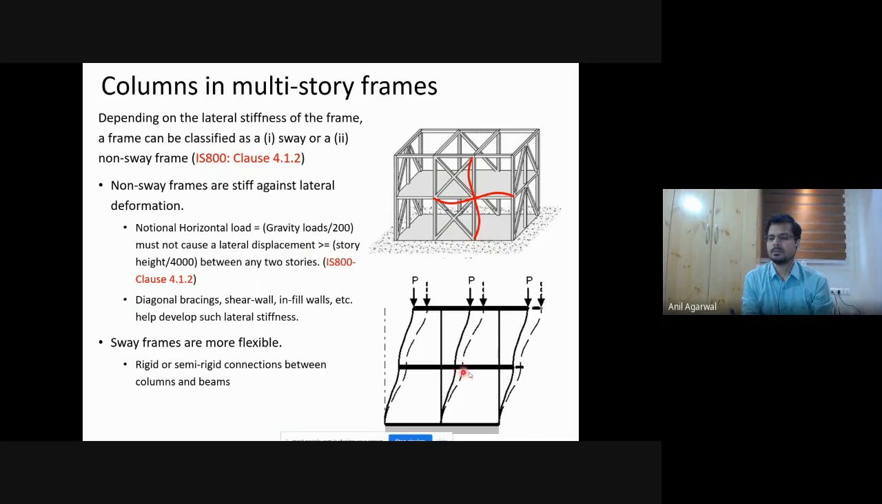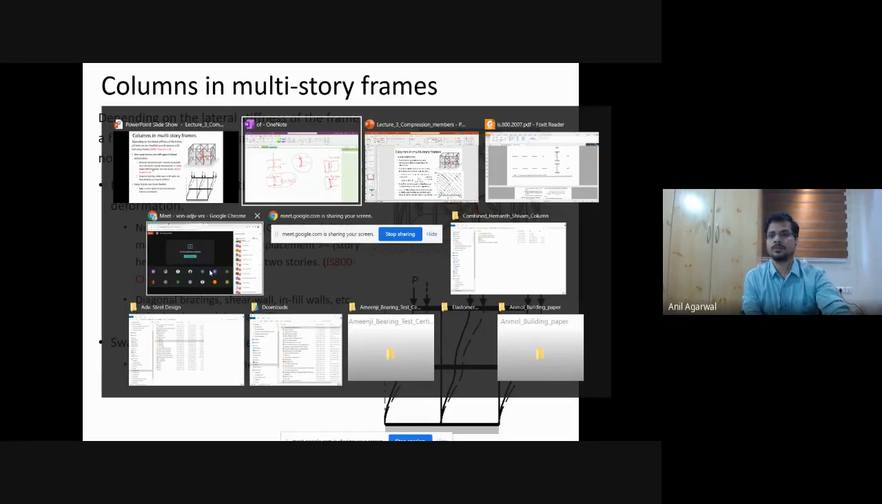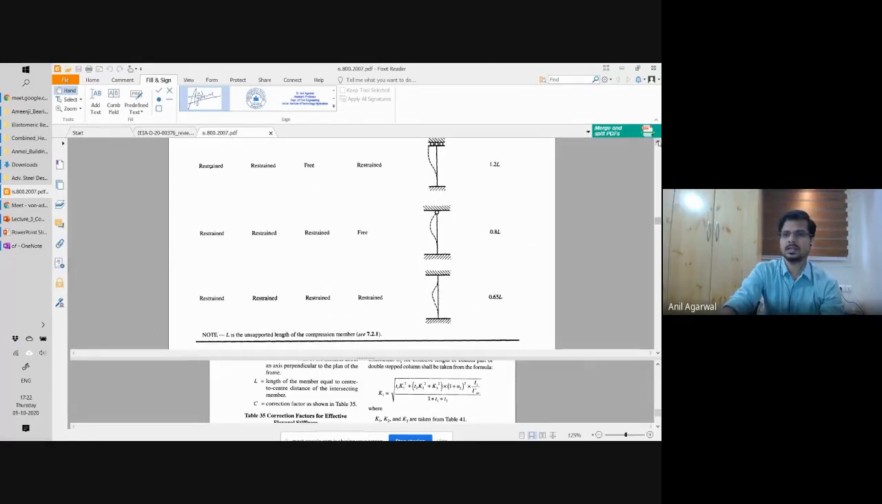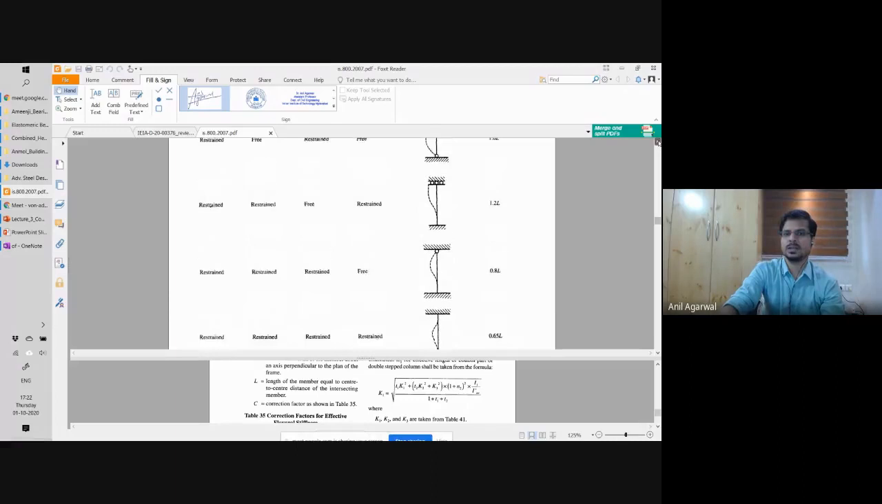In a sway frame, lateral movement is possible, and in such a situation, your columns are more susceptible to buckling. And then different categories of effective length factors are applied. You notice here, which of the columns in this table would you classify as sway, and which of these would you classify as non-sway, or part of a braced frame?